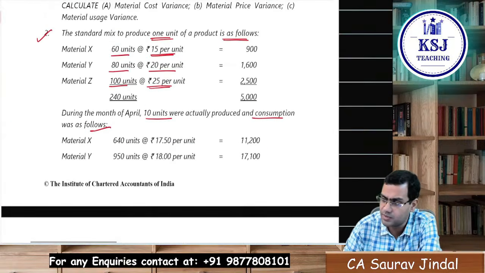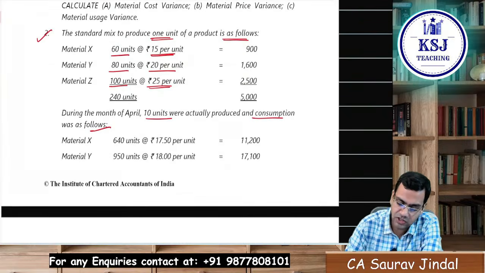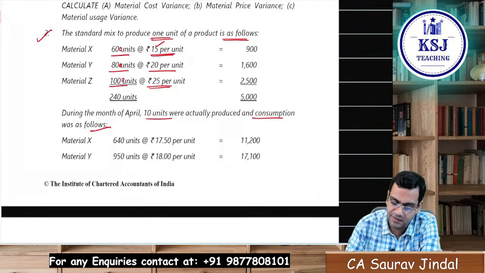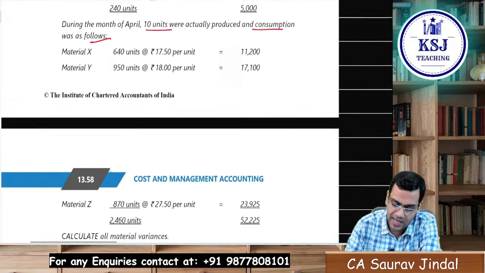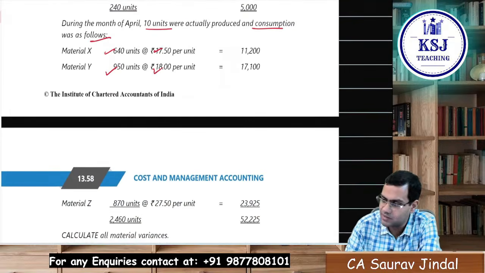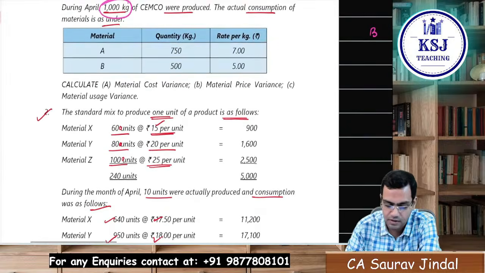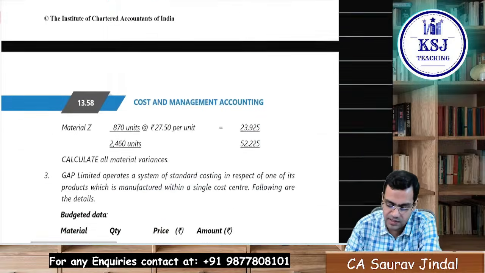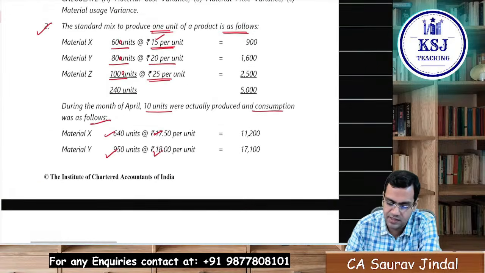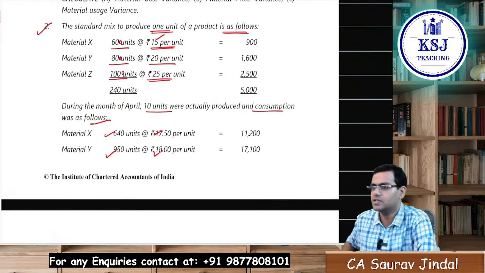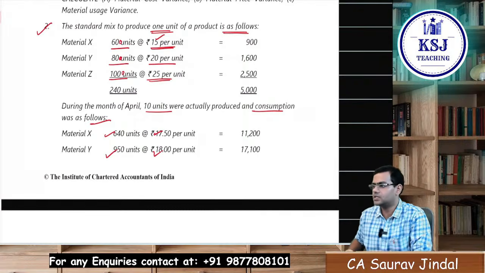Will you be able to do it? Standard quantity for actual output, that will be 600, 800 and 1000. Standard rate is given, standard cost you can calculate. Actual quantities are given, actual rate is given. So that is a very simple straightforward question. Material variances, you can calculate all the material variances including the yield and the mix variance.